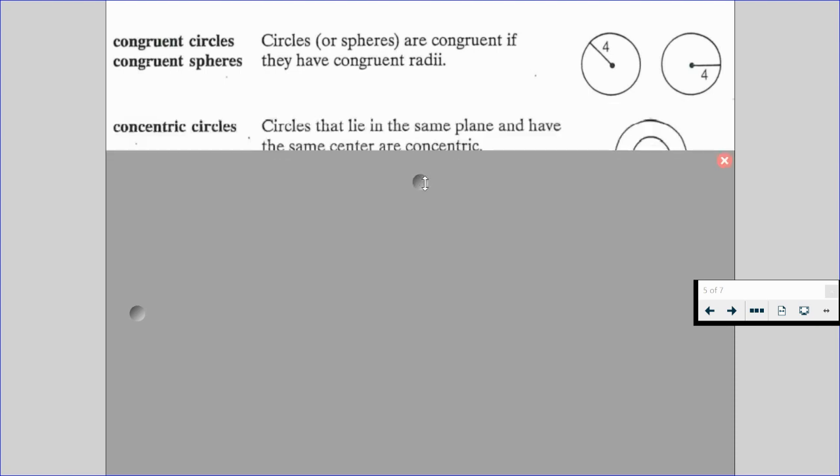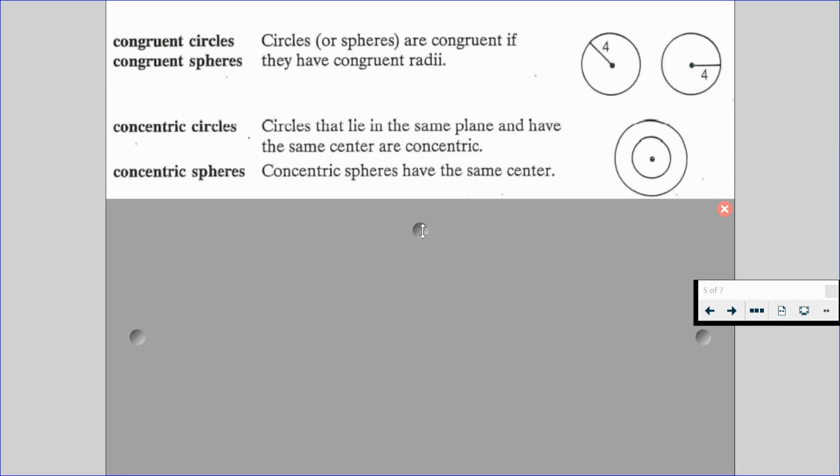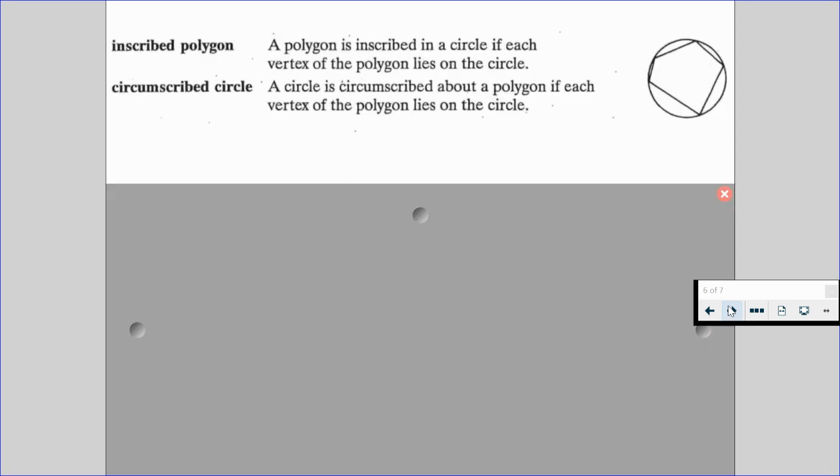We also have what's called concentric circles. Circles that lie in the same plane and have the same center are concentric. And likewise, we have concentric spheres. Concentric spheres have the same center. So all it is is that the circles or spheres have the same center point, and one of them is bigger or one of them is smaller than the other.